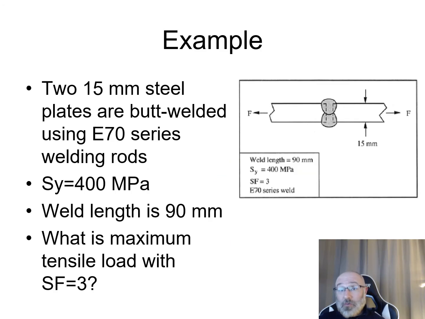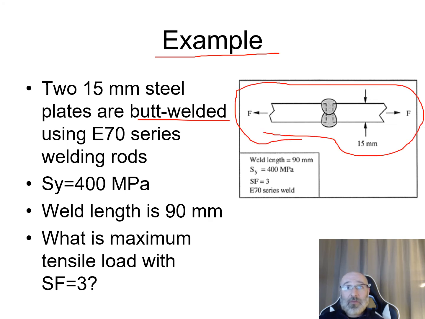Next, we're going to go through my hand solution to an example problem that utilizes the theory and governing equations we talked about within this module. So take a look at this example here, where we have a butt weld going on. This we recall from earlier. So there we have a butt weld: two 15 millimeter steel plates using an E70 series welding rod. So we know we have a steel plate and we know the material we're using for our welding rods.